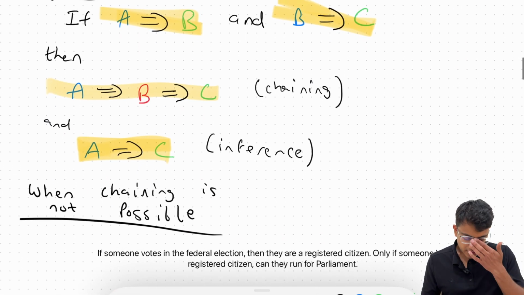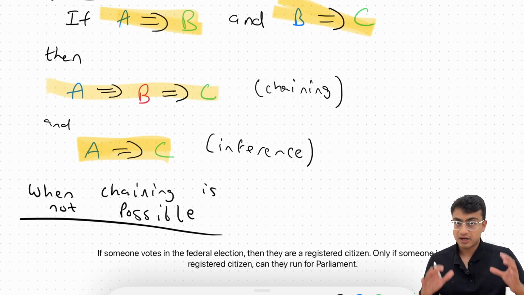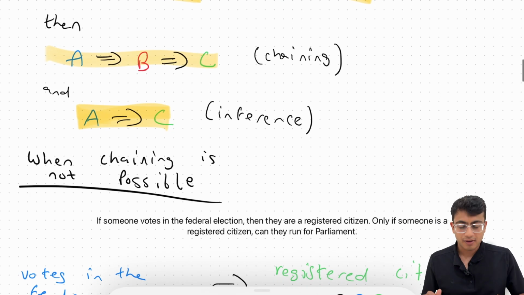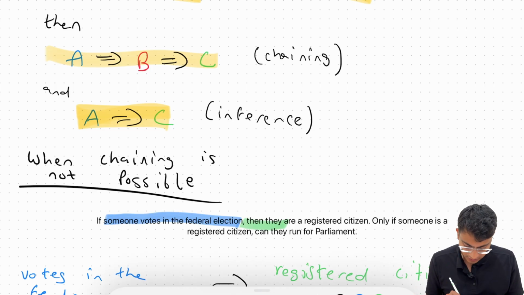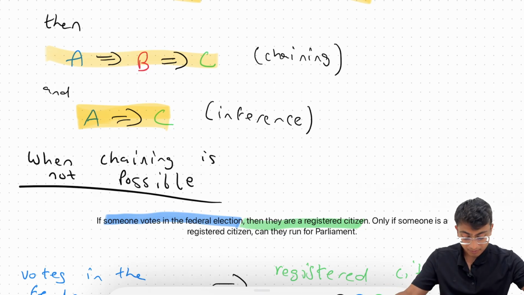Okay, now let's look at a second example. And in this example, chaining is not going to be possible. I want you to understand why chaining is not possible here. So the example is: if someone votes in the federal election, then they are a registered citizen, the same statement as before. Only if someone is a registered citizen can they run for parliament.